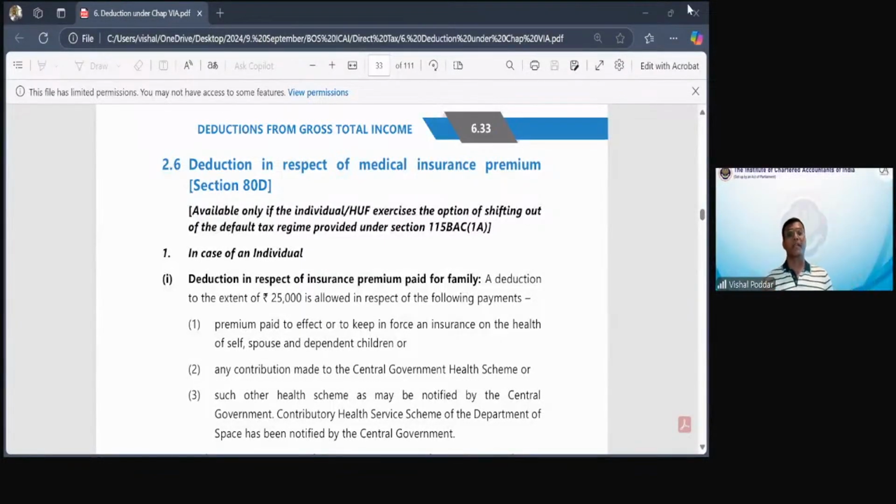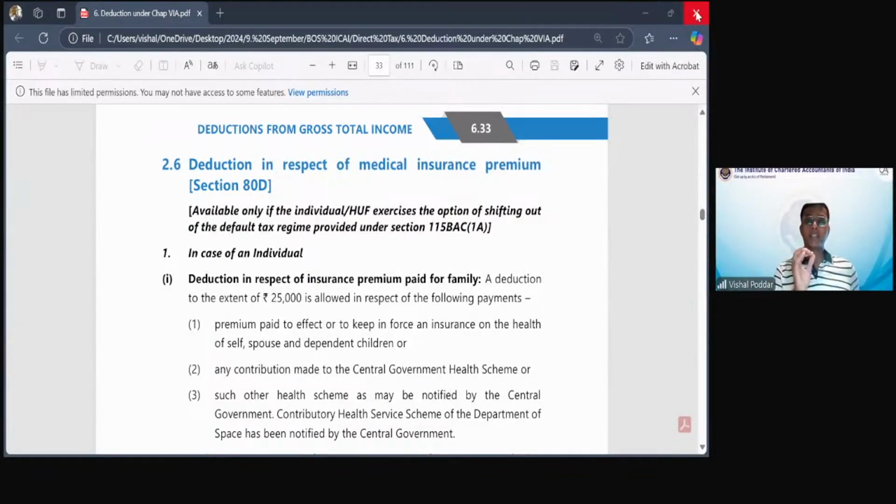Now, see how the sequence goes. Now, pay attention to me. I'm giving you some very interesting logics because otherwise, remembering in which section who is covered, when deduction is available, when not available, becomes slightly tricky, right? Now, the point is what?